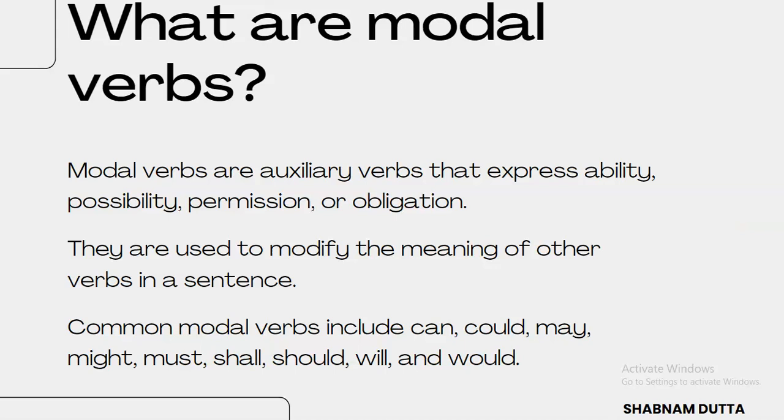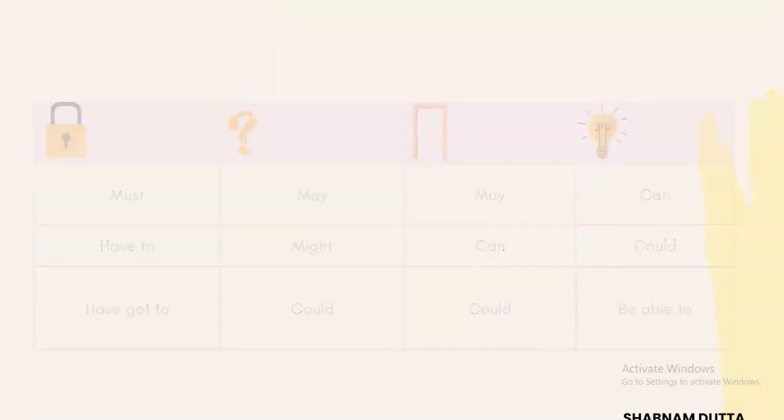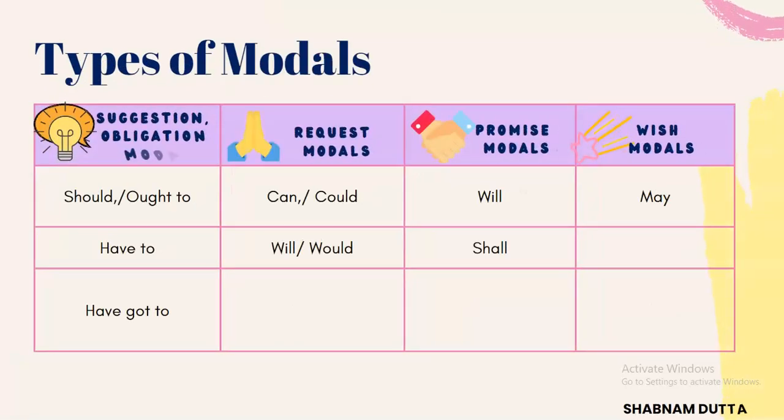Modal verbs are special verbs that express possibility, necessity, permission, and more. Common modal verbs include can, could, may, might, must, shall, should, will, would, etc.